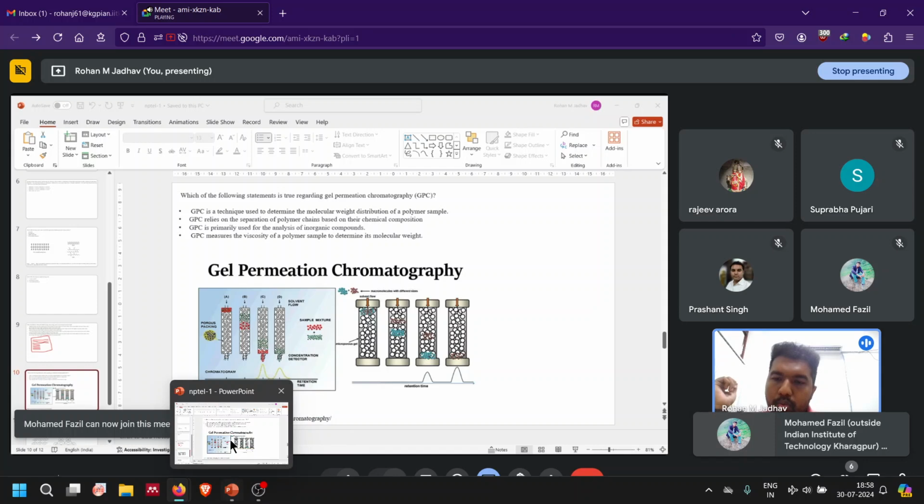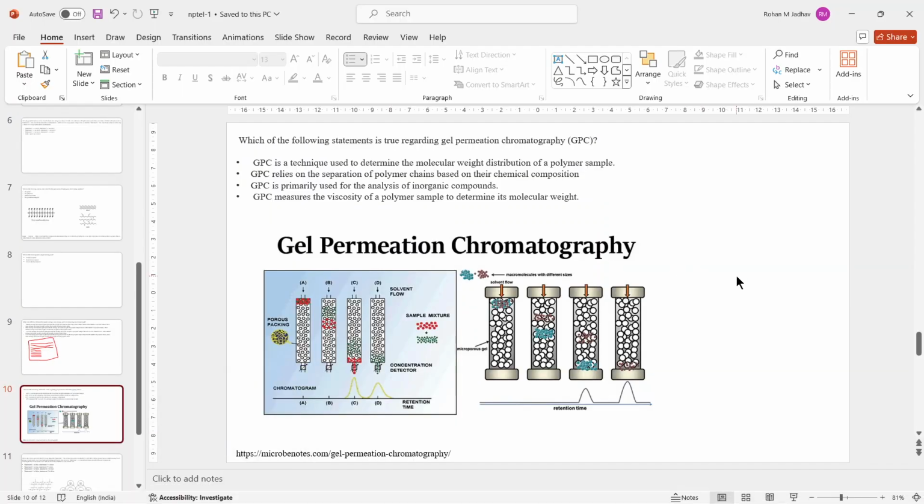They are not able to enter the porous pores of the packing, and then they pass on the outside and come first in the chromatogram. In the second position, all the smaller polymer chains come through, as they have to pass through all the pores present.